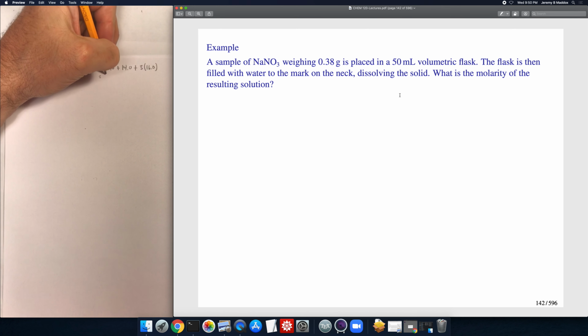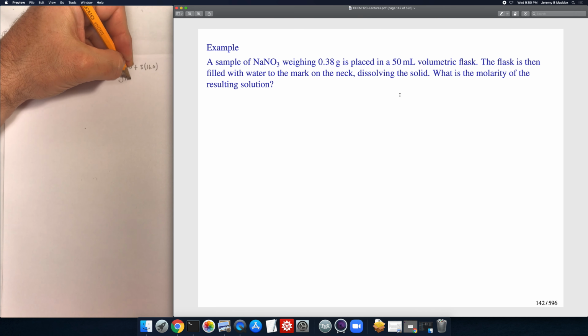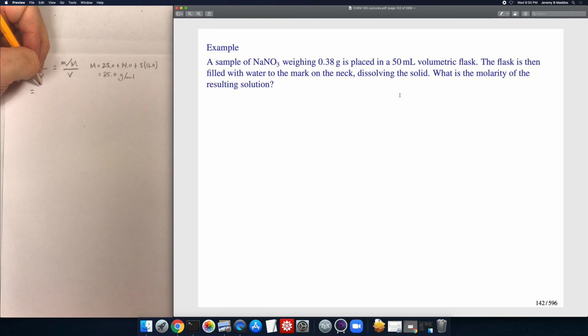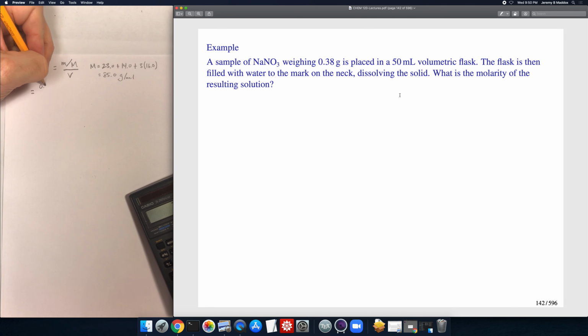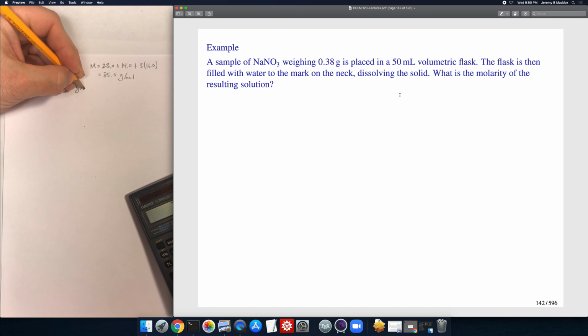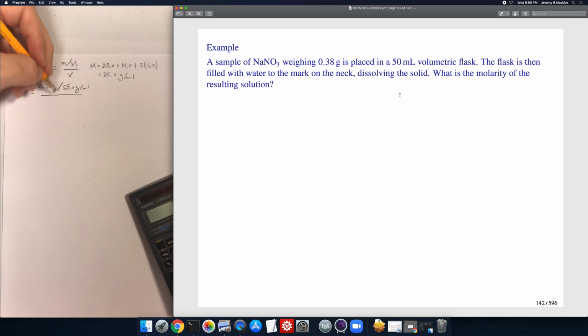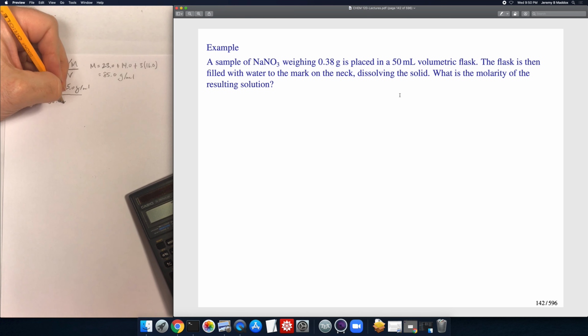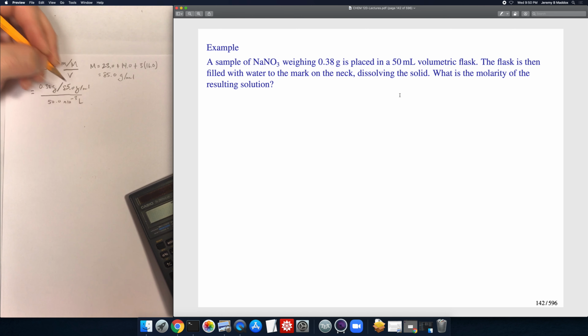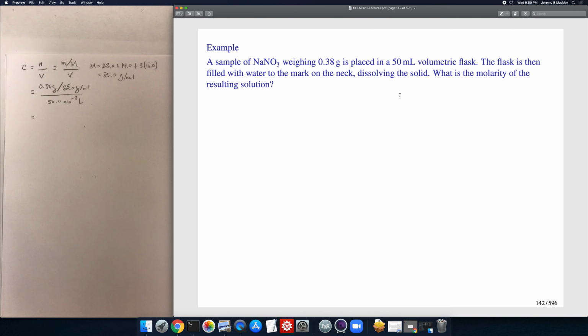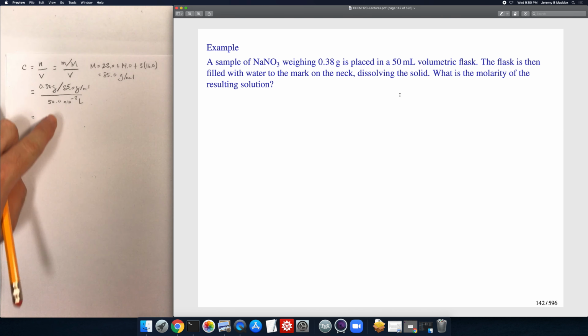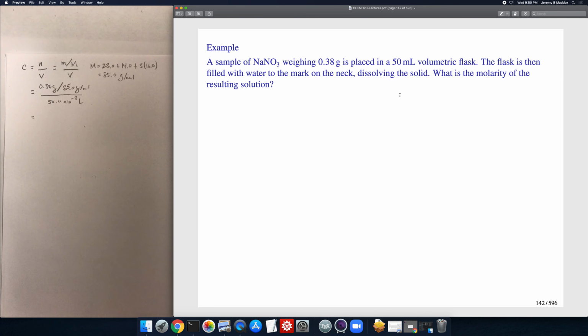So we'll take that to be 85.0 grams per mole. And then we'll plug that into this equation here. So 0.38 grams of solute divided by 85.0 grams per mole. And we'll divide that by 50.0 times 10 to the minus 3 liters. Notice I did the milliliter to liter conversion just right there on the paper.